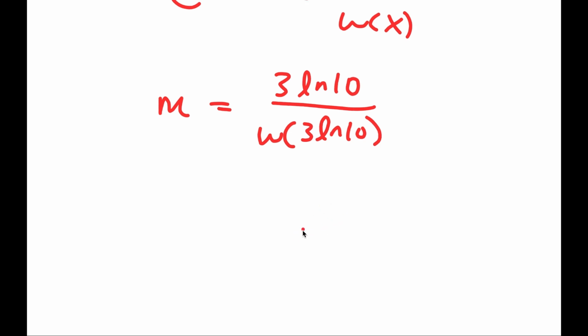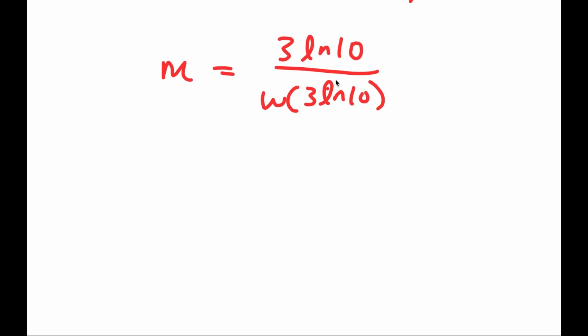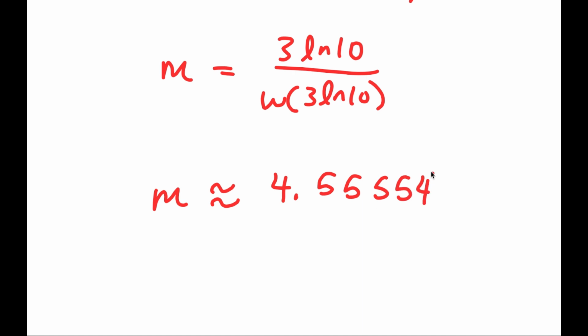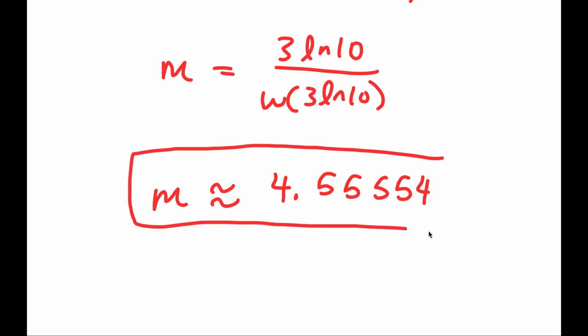And now from here, if I plug this value into a calculator, you can use any calculator. I'm going to plug this into Symbolab. And by the way, this is the approximation, it's not the exact value. I get m is approximately equal to 4.55554. So this is my solution.